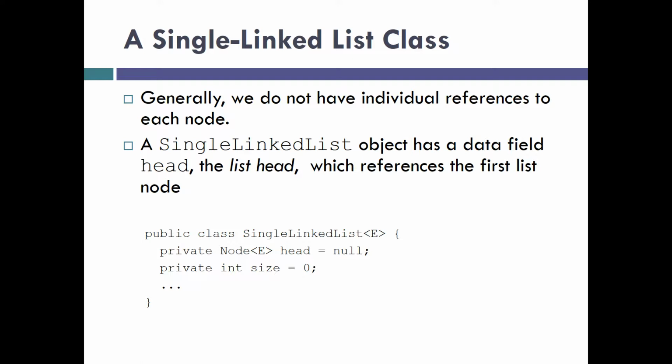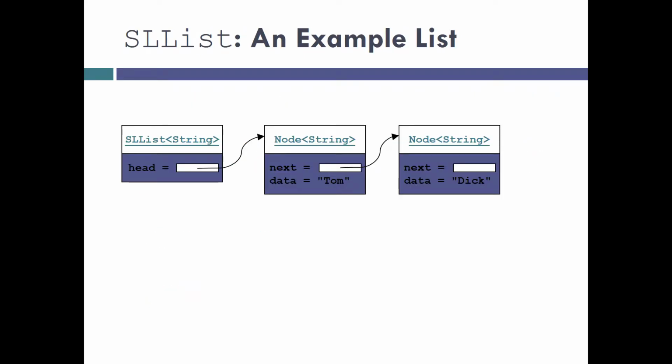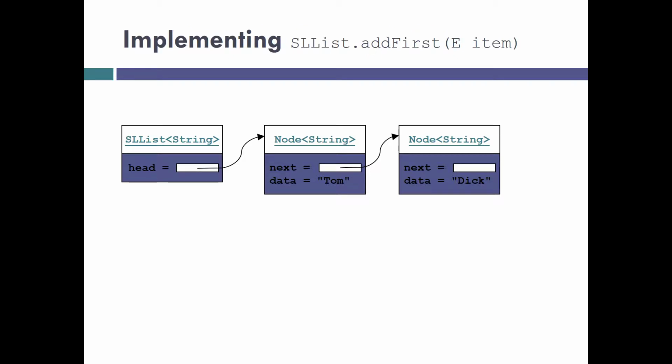Generally, though, we don't have an individual reference to each node in there, right? Instead, we just have a single reference to the first thing in the list called the head. And then we just add items. We attach items as we need.